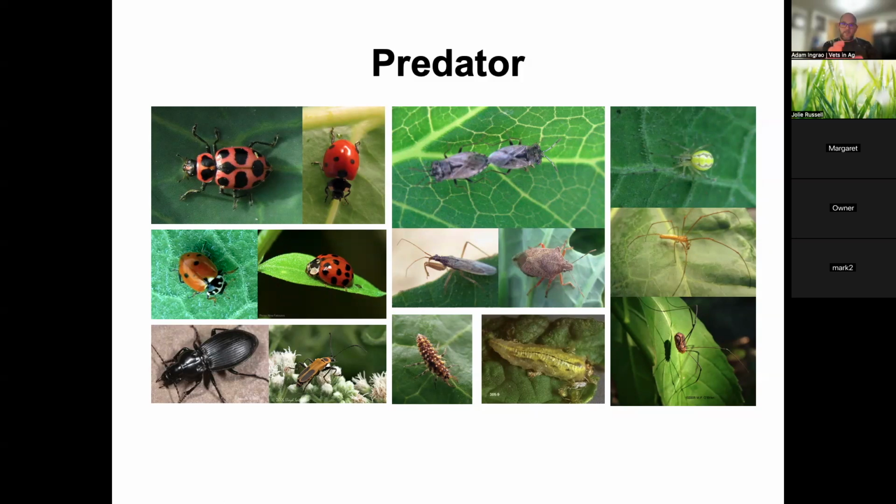Again, keeping in mind what is the classification of a predator. It's eating one prey item at a time. So that's what all of these organisms are doing. They're eating one prey item at a time as they come across it.